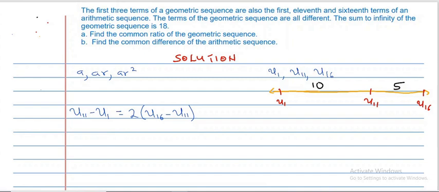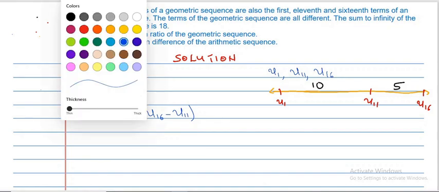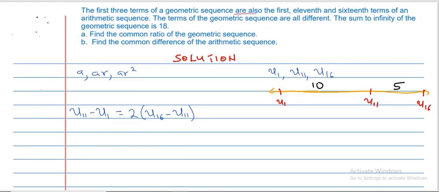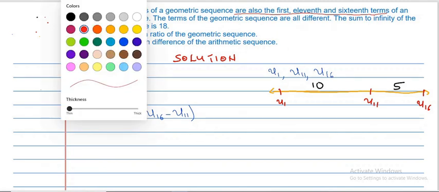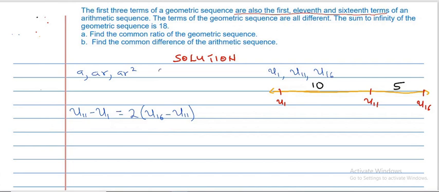All right. But now let's come back to this. Do you remember we said from the question that the first 3 terms of the geometric sequence are also the first, 11th and 16th terms of the arithmetic sequence. So this would imply that U1 would be A, U11 is also the second term of the geometric sequence. So U11 will be AR, and U16 would be AR squared. Does this make sense? Good.